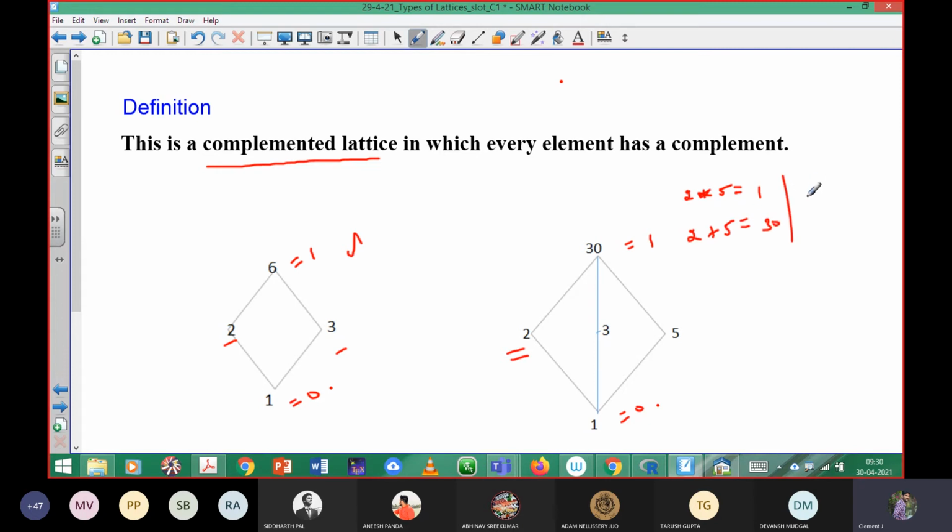Next, it will attain the same answer when you check for 2 star 3 and then 2 plus 3. You can just check. So from this I can conclude the complement element of 2 is 3 and 5. Likewise, the complement element of 3 is 2 and 5, and the complement element of 5 is 2 and 3. So it follows the property. Okay, that is not a problem.